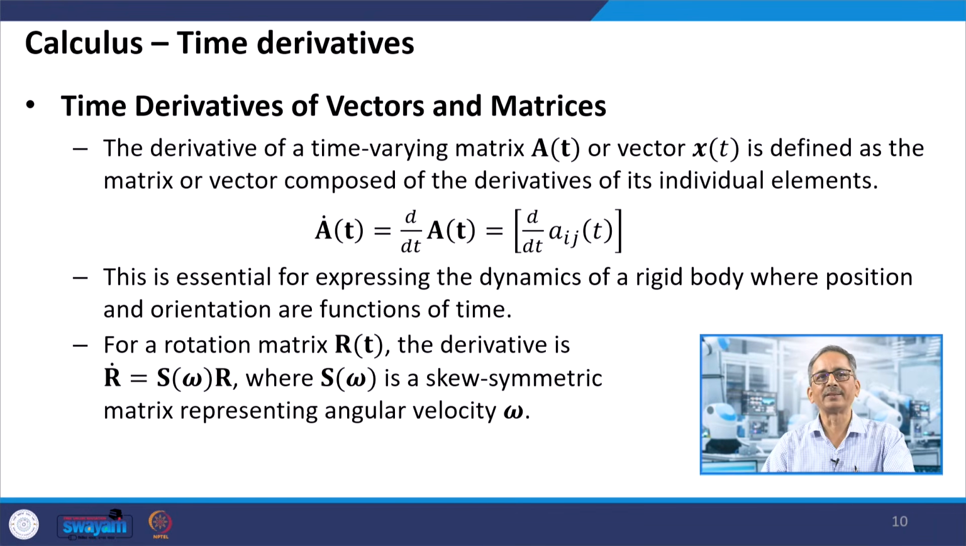Next concept is the time derivative of vectors and matrices. If you want to take the derivative of a matrix or a vector, naturally you have to take the derivative of each element of that matrix or vector. That is what it is, and this concept is used in robotics. For a rotation matrix, the derivative is given by S(omega) into R, where S(omega) is a skew-symmetric matrix representing the angular velocity.